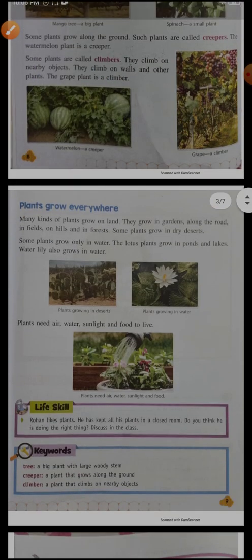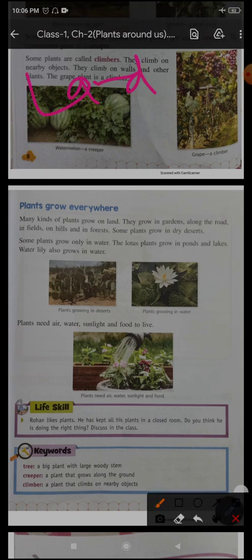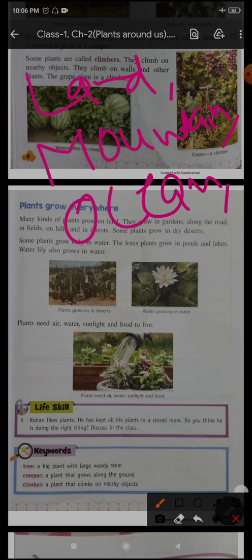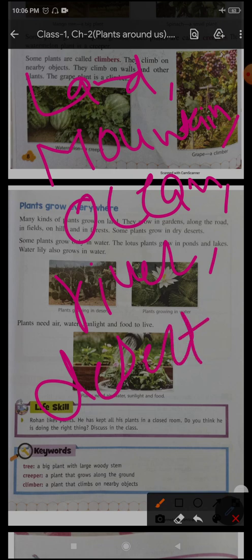Now the next is, plants grow everywhere. They grow on land, on mountains, in the ocean, in rivers, and in the desert. Is there anything more left? No. So plants grow on land, in the ocean, in lakes, in rivers, on mountains, and in the desert.